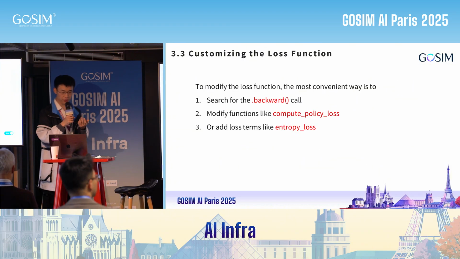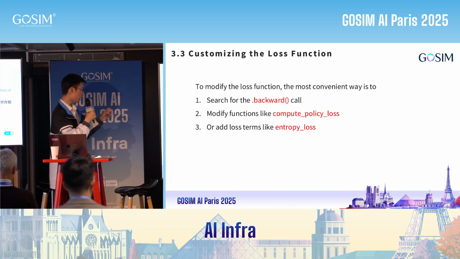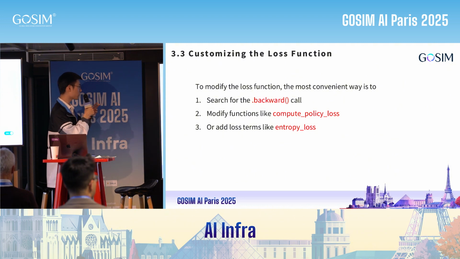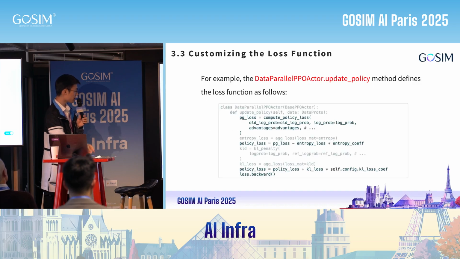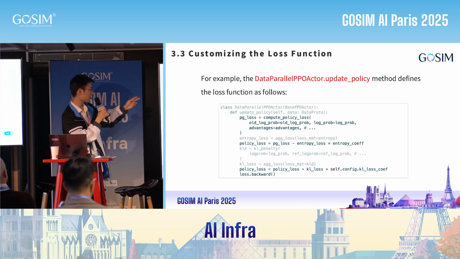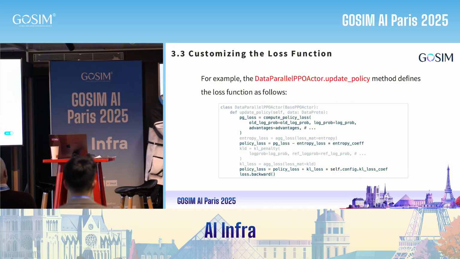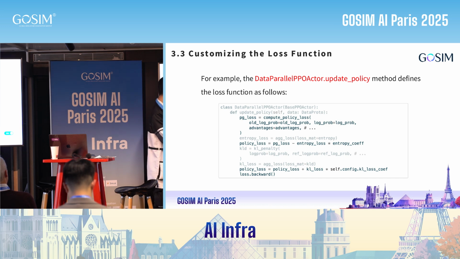If you need to further modify the loss function, you can search for the location of backward in the code, and then modify the function of compute_policy_loss, or add other loss terms like entropy loss to customize the loss function in training. For example, the update_policy method of the policy model defines the loss function as follows. We compute the policy loss the same as in the PPO paper here.